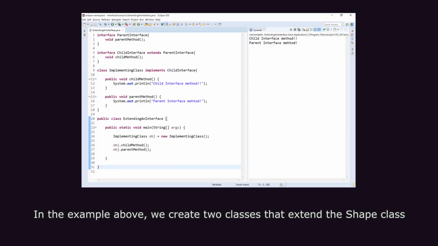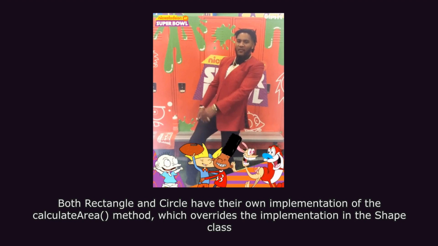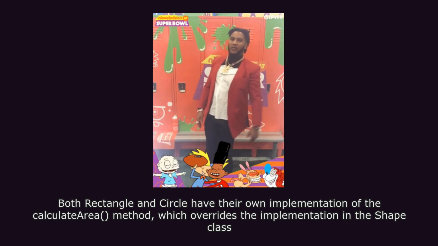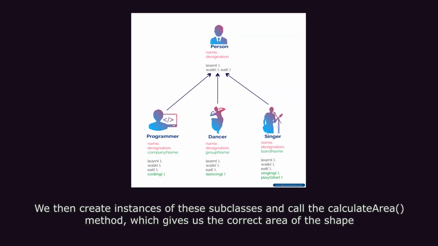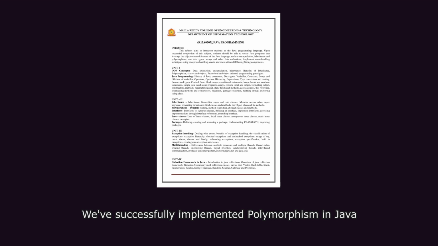In the example above, we create two classes that extend the shape class. Both rectangle and circle have their own implementation of the calculateArea method, which overrides the implementation in the shape class. We then create instances of these subclasses and call the calculateArea method, which gives us the correct area of the shape. And that's it. We've successfully implemented polymorphism in Java.